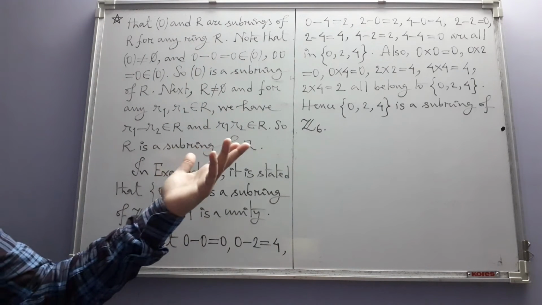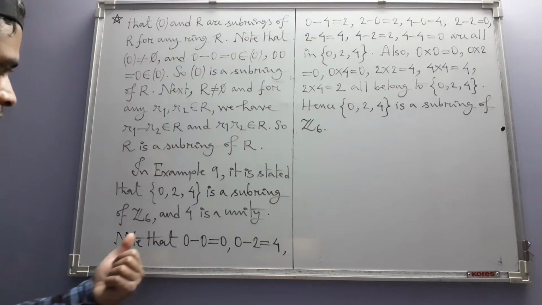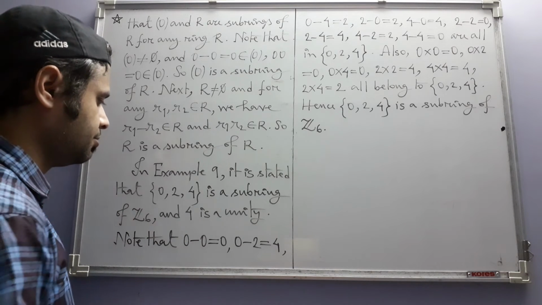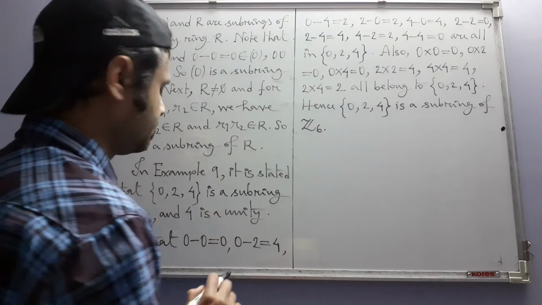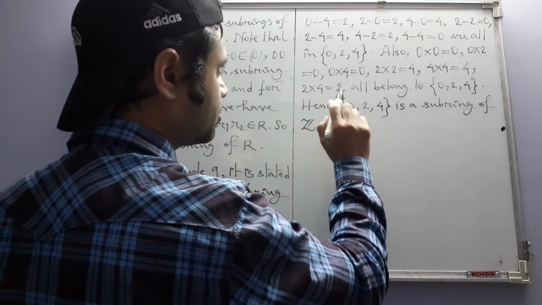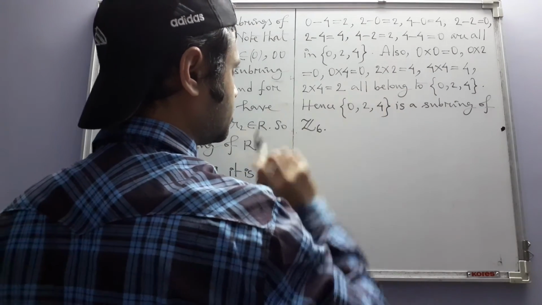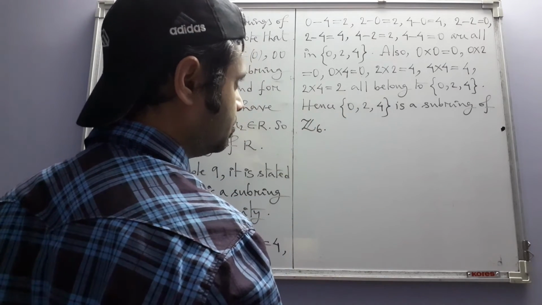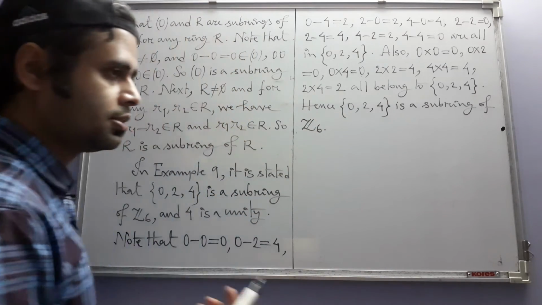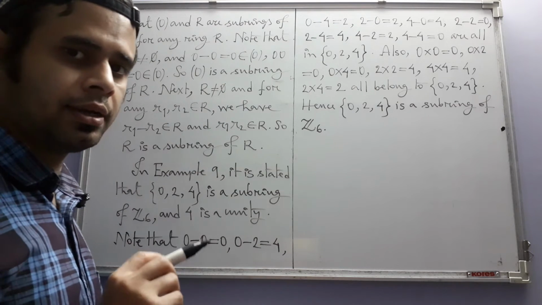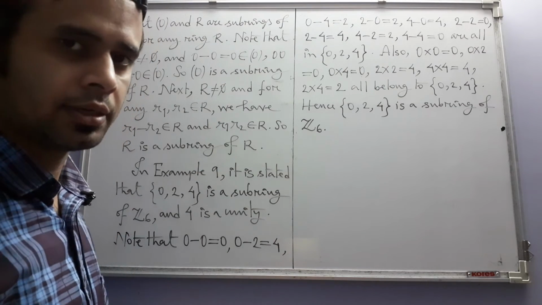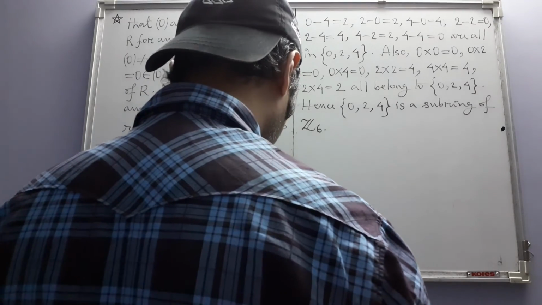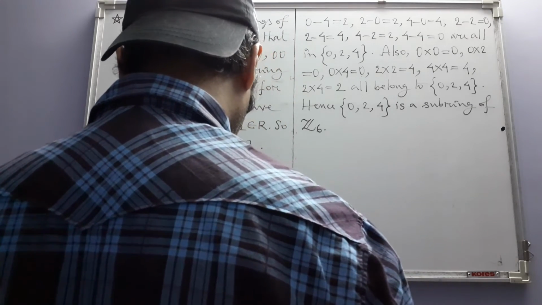Hence this is a subring, and from these products you can see that 4 is a unity. Why? 0 times 4 is 0, of course. 2 times 4 is 2 and 4 times 4 is 4. So you multiply anything with 4, you get that thing back. So 4 acts as a unity. Okay, so that is example 9.